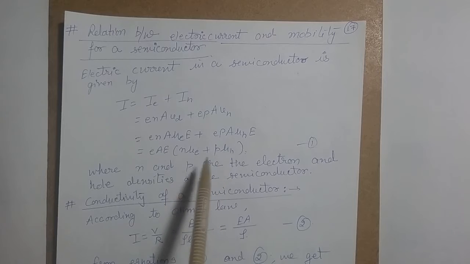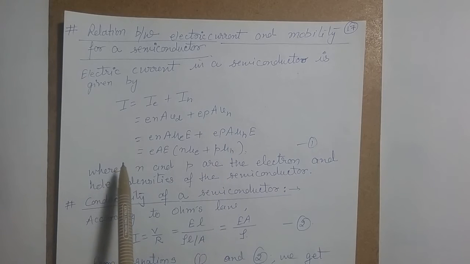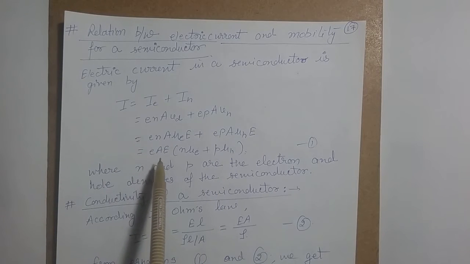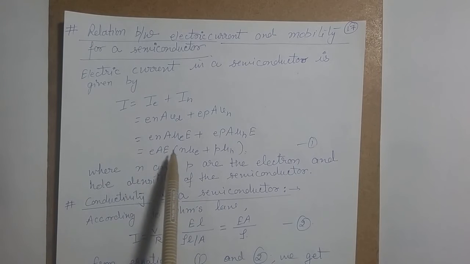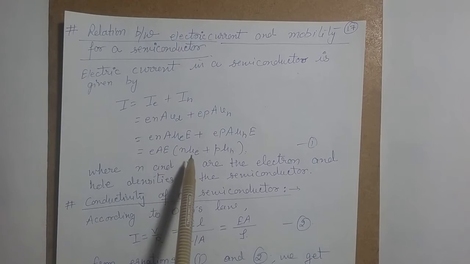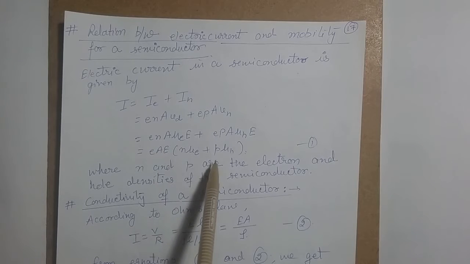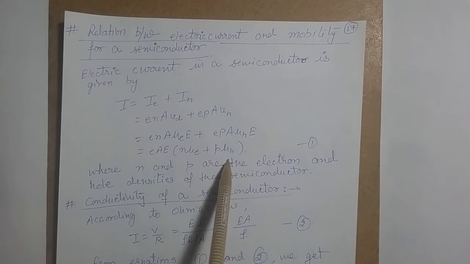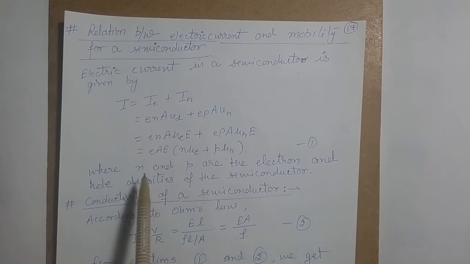Let us combine the terms. The total current for a given semiconductor is e A E times the bracket. These are the constant terms. What varies? The electron density and the mobility of electrons, the hole density and the mobility of holes. So this is the required total current for a given semiconductor.